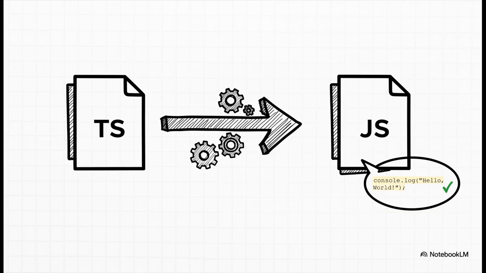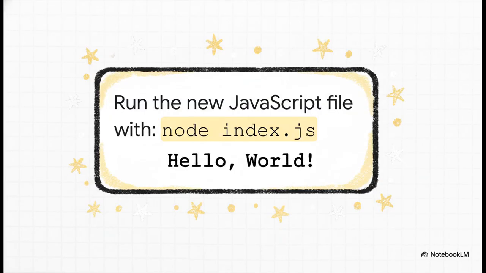And what happens? The compiler creates a brand new file for us, index.js. And if you look inside, the code is identical. For a program this simple, there was nothing to change, only to check. This just proves that the output is just normal, everyday JavaScript that can run anywhere. And finally, step 4. We take that new JavaScript file and we run it using Node with the command node index.js. And on our screen, we'll see Hello World pop up. We wrote TypeScript, and we ran JavaScript. It's as simple as that.